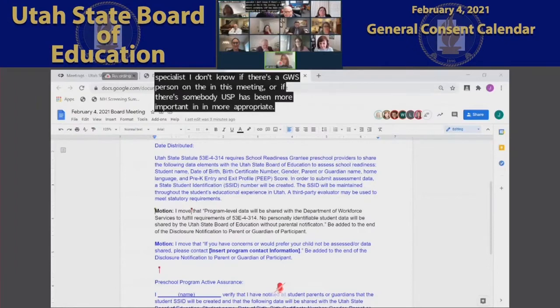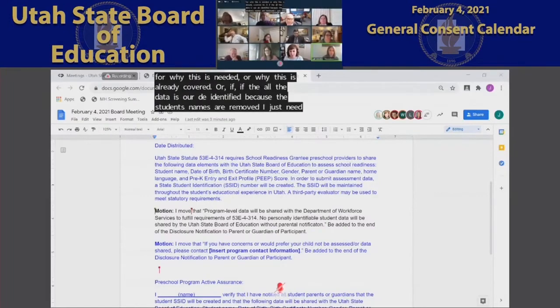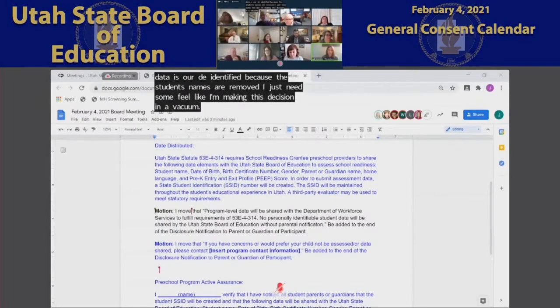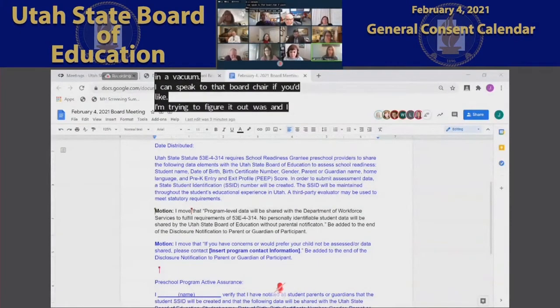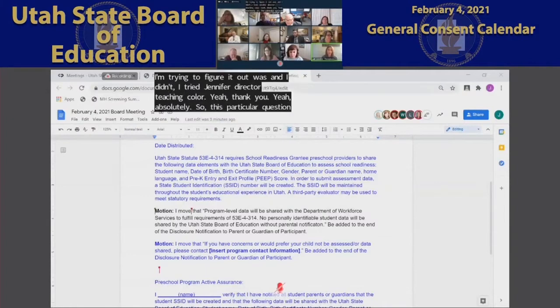I can speak to that, Board Chair, if you'd like. Jennifer Robinson, Director of Teaching and Learning. Thank you. Absolutely. To address Board Member Lear's question, this is already our practice. What Board Member Klein is seeking is just to be more transparent with the parents of what that practice is. So we do share aggregate level data with DWS. We don't share any student identifiable data with them, but we do collect individual student data. So the intention of Board Member Klein was just to be more transparent with families about our practice, but this is what we are required, what we already have agreed to do.